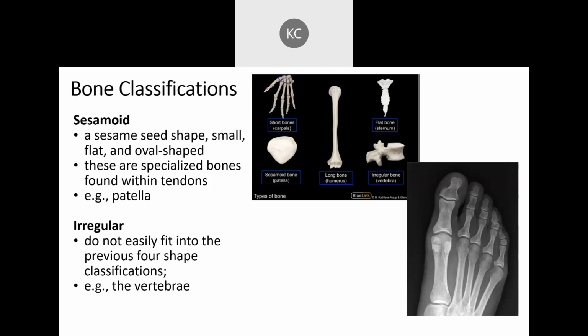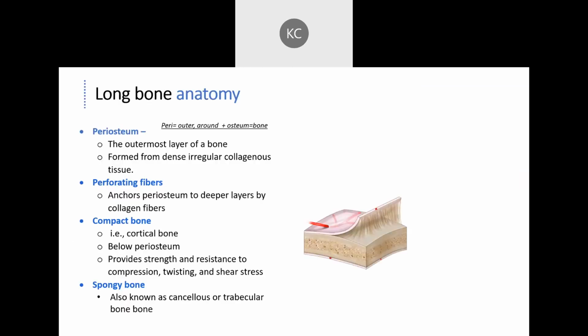Parts of them are round and some parts of them are flat and parts of them are pointed and some of them have holes in them and these openings. And so they have this very irregular shape. And so if you look at a vertebra, it really doesn't look anything like any of our other bones: long, short, flat, or sesamoid. All right.